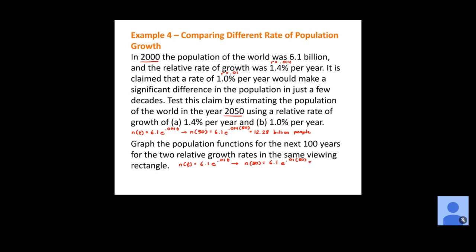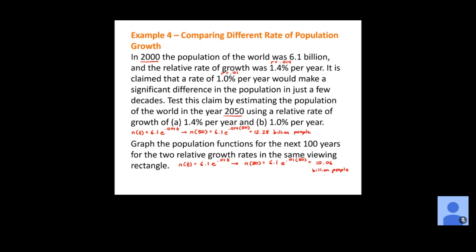So if we do that now, 6.1 times e to the 0.01 times 50, that's going to give us 10.06 if we round that to 2 decimal places. And again, our units are still the same. This is still in billions of people. And so 10.06 billion people.